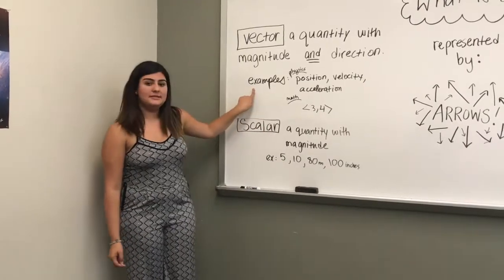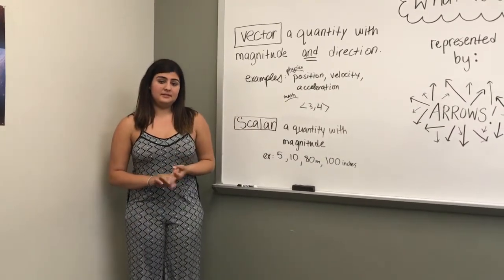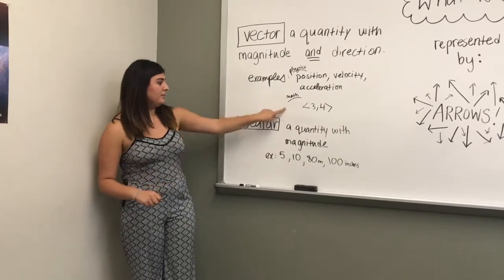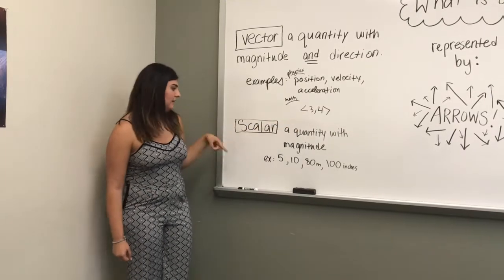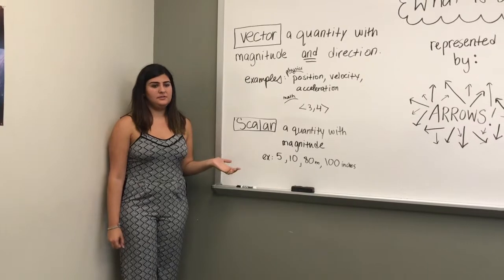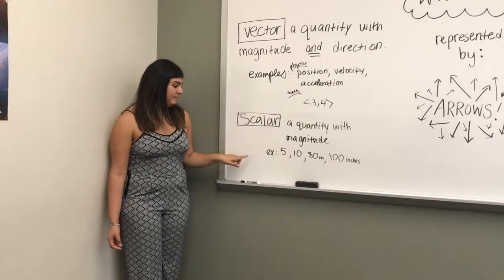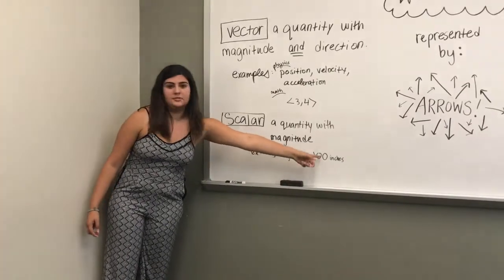Some examples as seen in physics of a vector are position, velocity, and acceleration. And an example in math is 3, 4 in these brackets. And then a scalar is a quantity with only a magnitude, that means length or size. So some examples are 5, 10, 80 meters, or 100 inches.